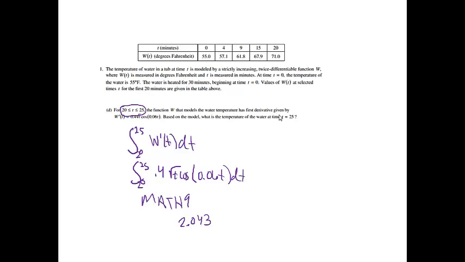But if I want to know the water temperature at time 25, when we were at 20, my temperature was 71, and then it went up 2.043 degrees, so it is now 73.043 degrees Fahrenheit, and that was worth 2 points: 1 point for having this integral set up, and then 1 point for the right answer.